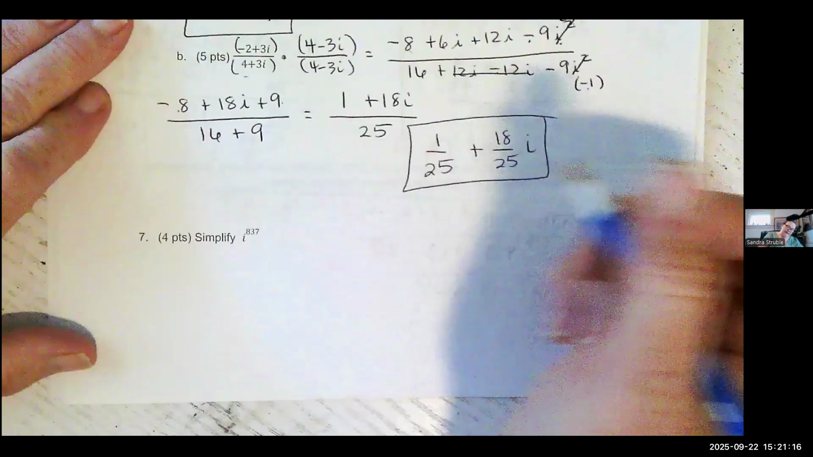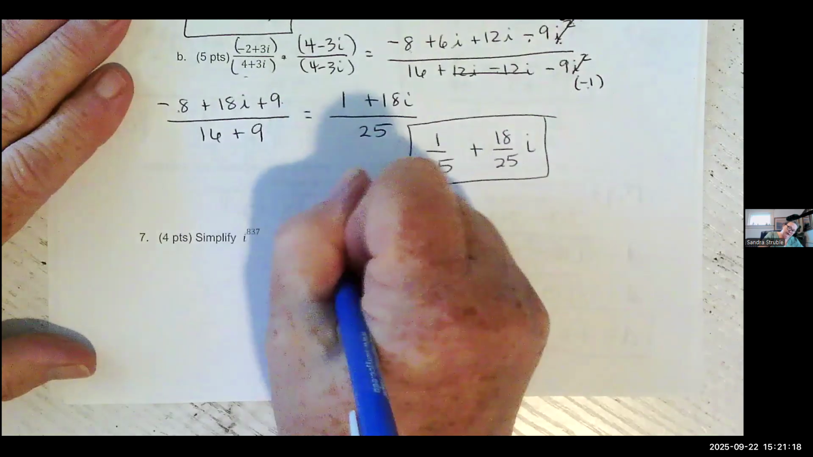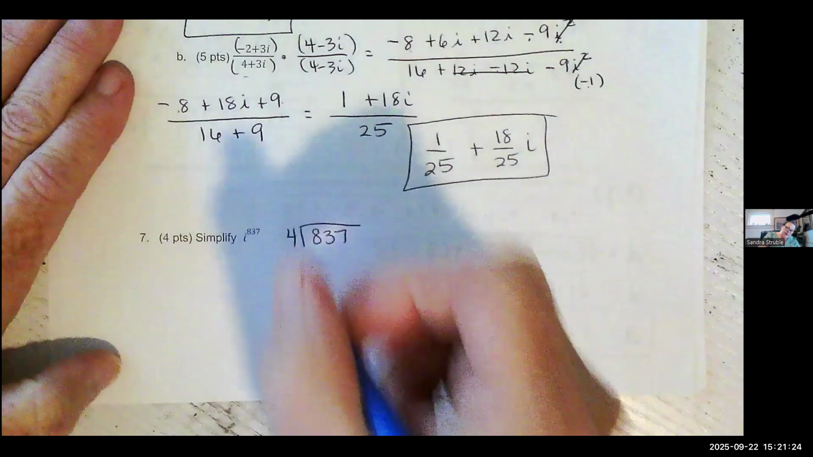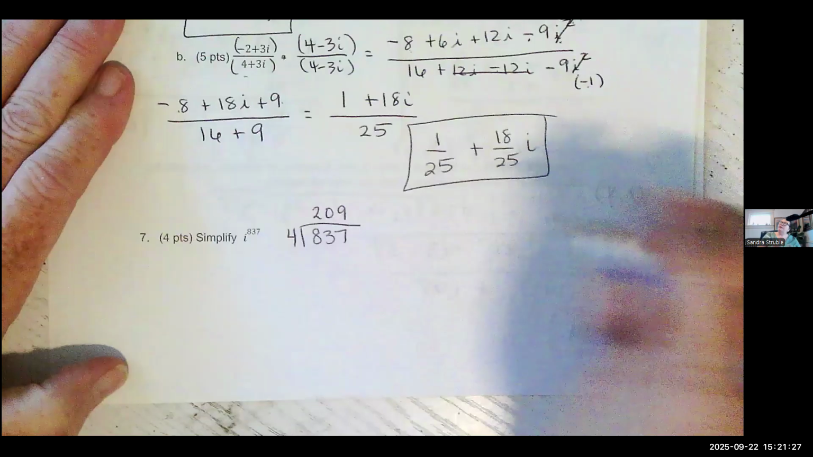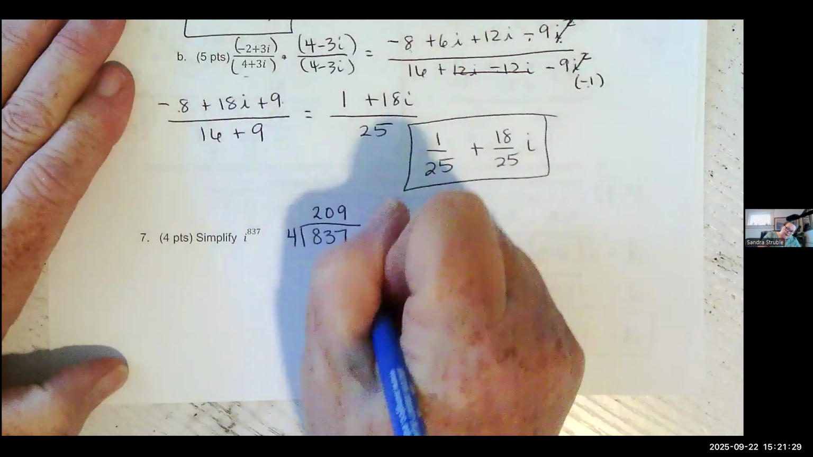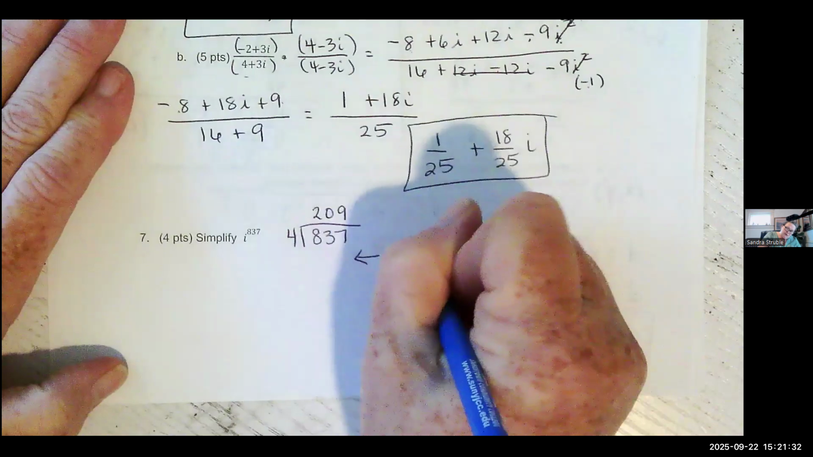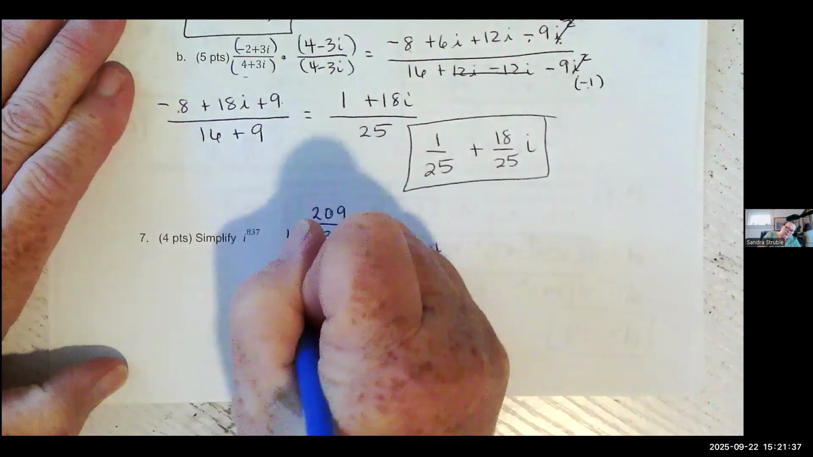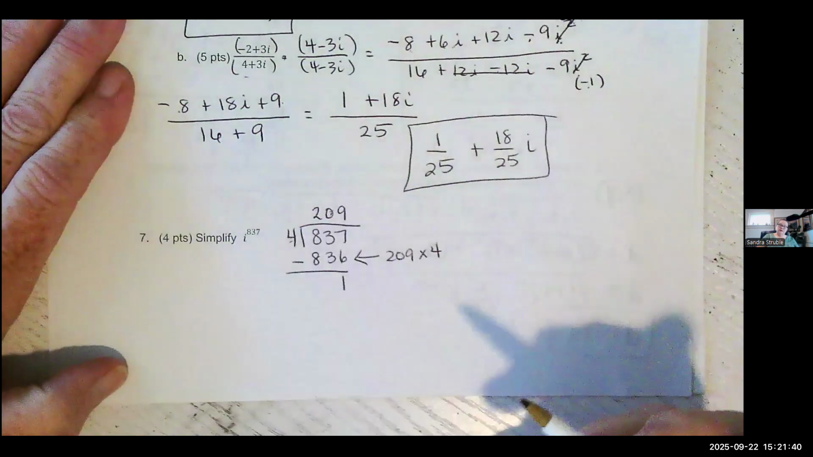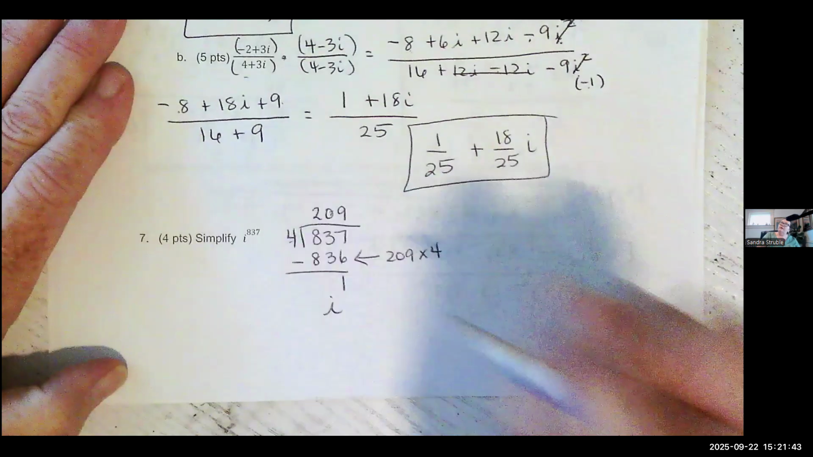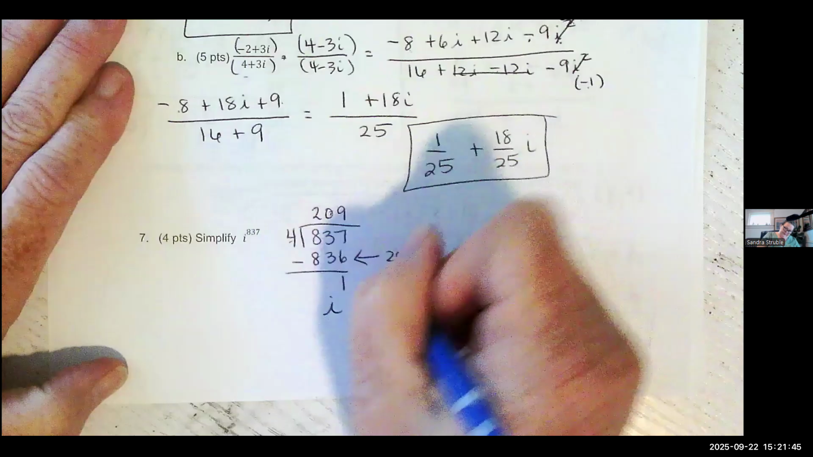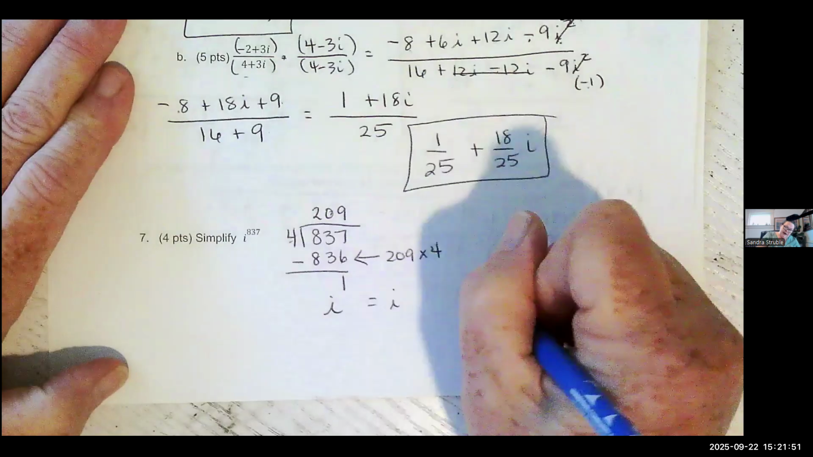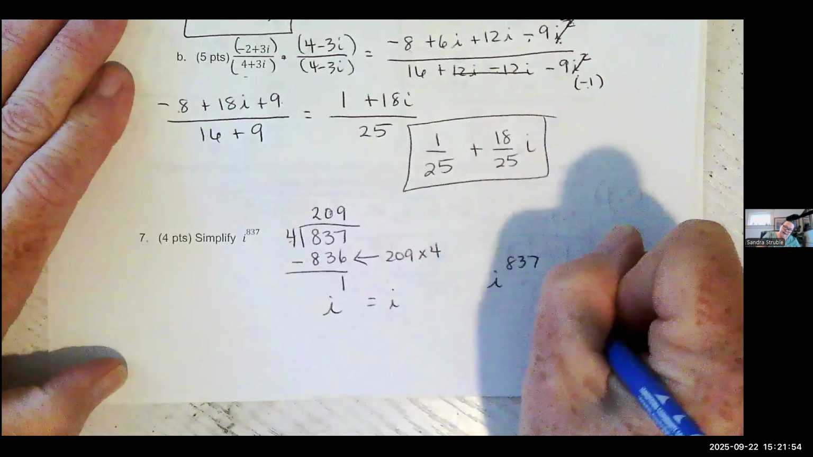Lastly, i to the 837. You take 837 and divide that by 4 because i to the 4th is 1. And when I do that, I get 209. Then with my calculator, I go 209 times 4, just these two multiplied, and I get 836. You have to subtract them, and I get a 1. Well, that means the answer is i to the 1, which is i. So the answer is not that. The answer is to simplify i to the 837, and that's just equal to i.